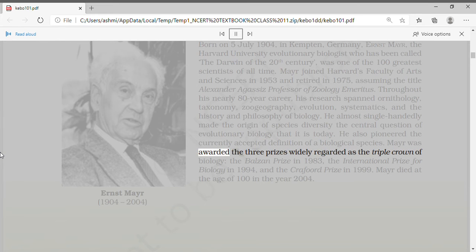Mayr was awarded the three prizes widely regarded as the Triple Crown of Biology: the Balzan Prize in 1983, the International Prize for Biology in 1994, and the Crafoord Prize in 1999. Mayr died at the age of 100 in the year 2004. Ernst Mayr, 1904-2004.